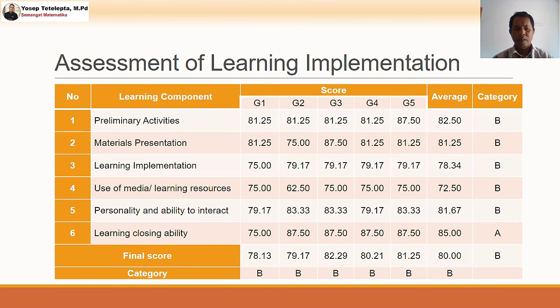average 81.67, category B. 6. Learning closing ability: G1 75.00, G2 87.50, G3 87.50, G4 87.50, G5 87.50. Average 85.00, category A. Final score: G1 78.13, G2 79.17, G3 82.29, G4 80.21, G5 81.25, average 80.00, category B. All category G1, G2, G3, G4, and G5 is B.